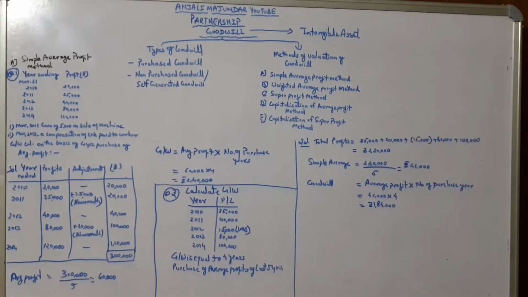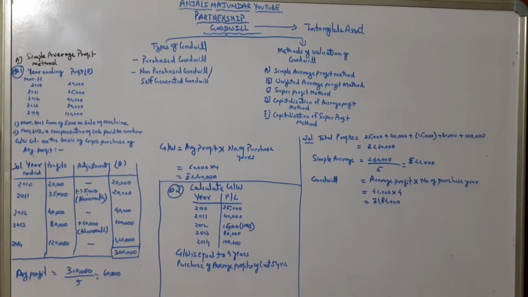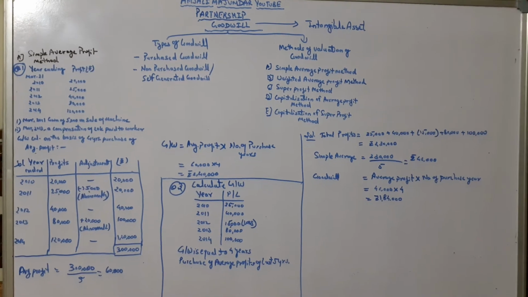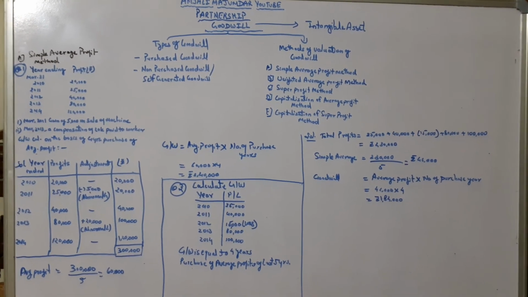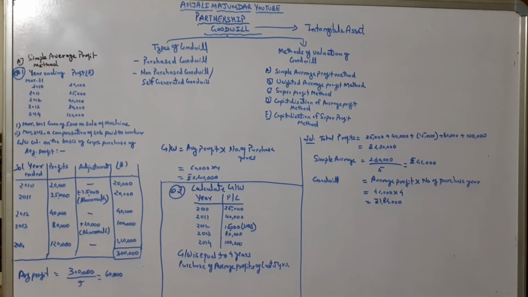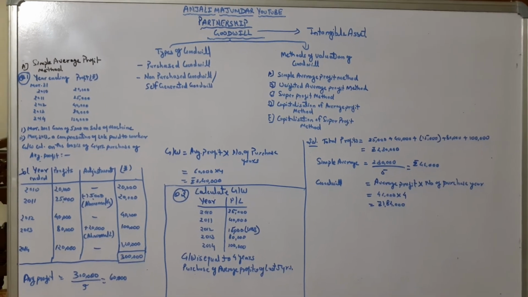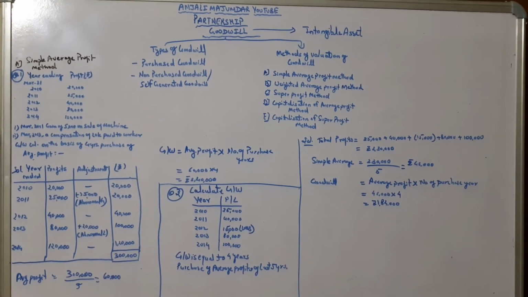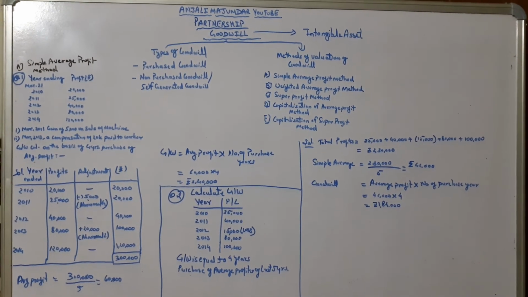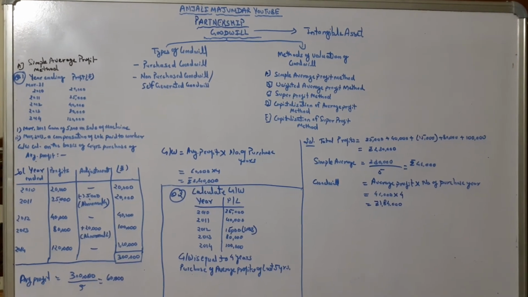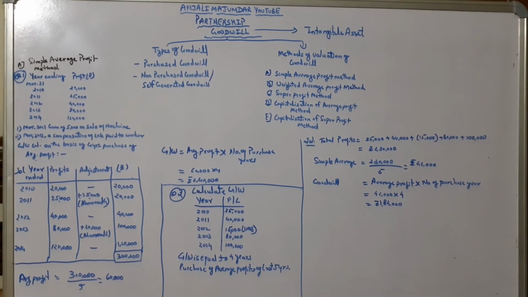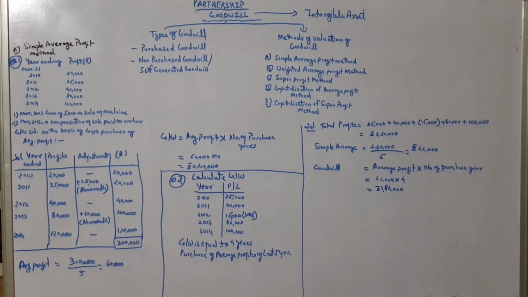After that, the profit which you have calculated should be divided by the number of years as mentioned in the question. After dividing the profit you will get the simple average. Now this simple average or average profit must be multiplied with the number of purchase years, which will also be mentioned in the question. This way you will get the goodwill. Now let's see the question.